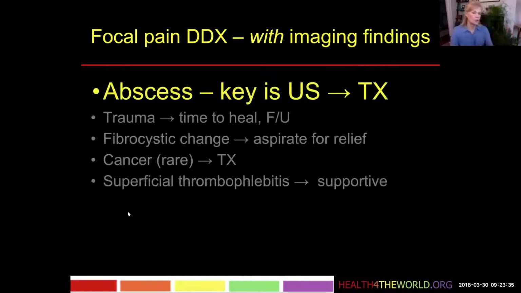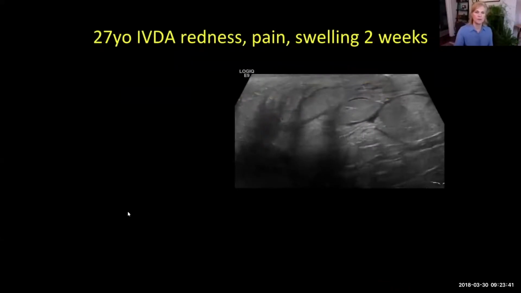Okay, so we're going to go through these one by one. First, we'll talk about abscess. And remember, the key to this diagnosis is ultrasound. Here's an example of a 27-year-old IV drug abuser who had redness, pain, and swelling in a portion of her breast for about 2 weeks.